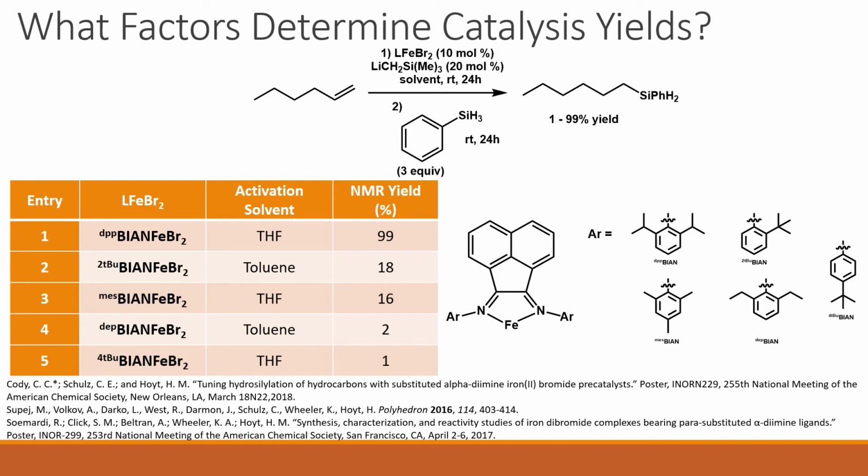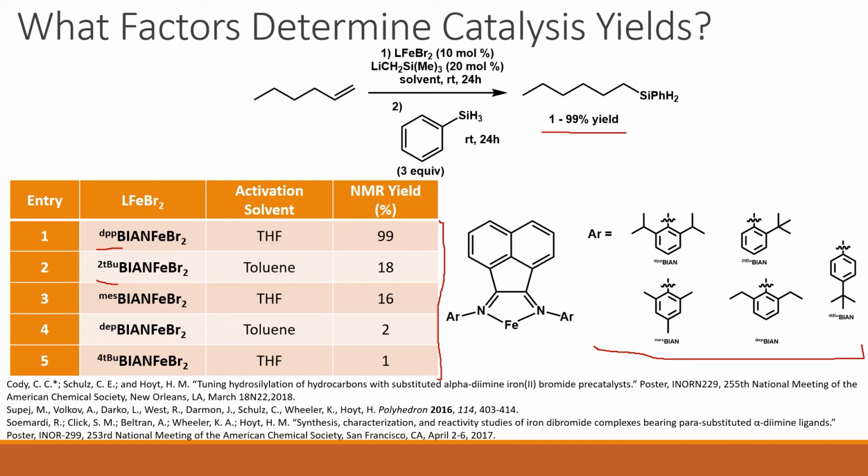When we do this reduction, we see that we have a wide range of yields, and those yields are depending on which pre-catalyst we start from, so which aryl substituents we have. And it would be very easy to say that the steric effects from the different substituents on these aryl groups is what's deciding the yield.